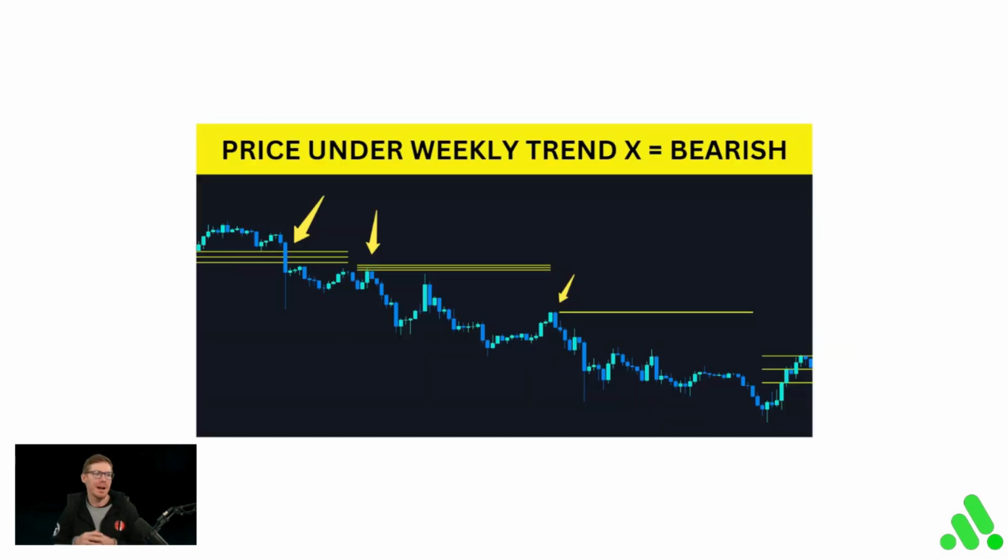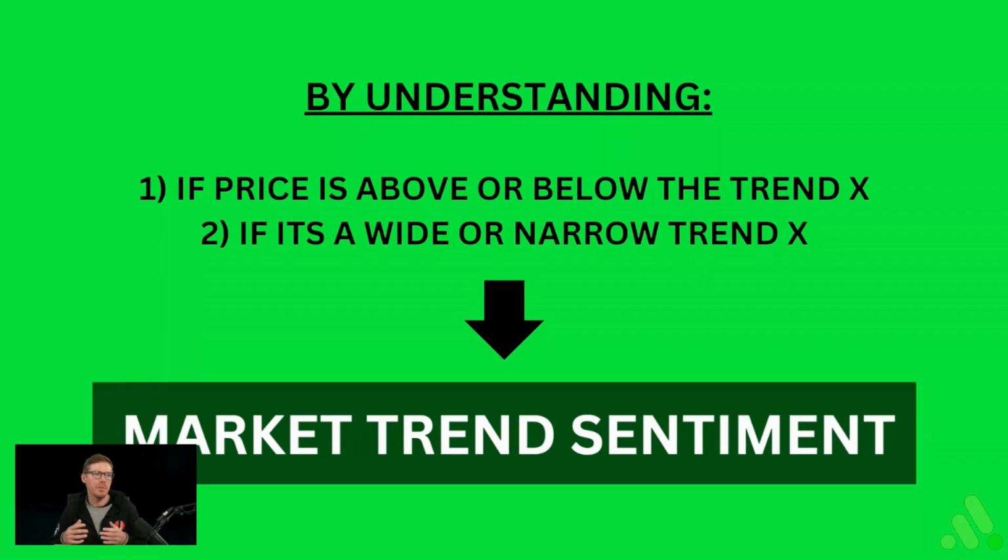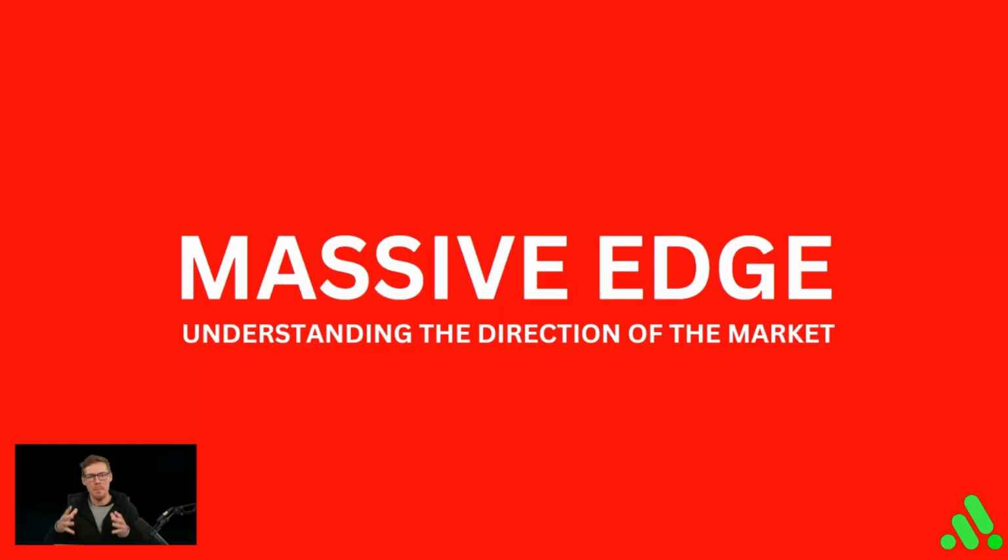these key levels. Price is under the weekly trend X, we are bearish. If price is above the weekly trend X, we are bullish. Understanding if price is above or below the trend X, and if it's a wide or narrow grid, allows you to understand what the sentiment of the market is. This will give you a massive edge as a trader in understanding what direction price is moving in.